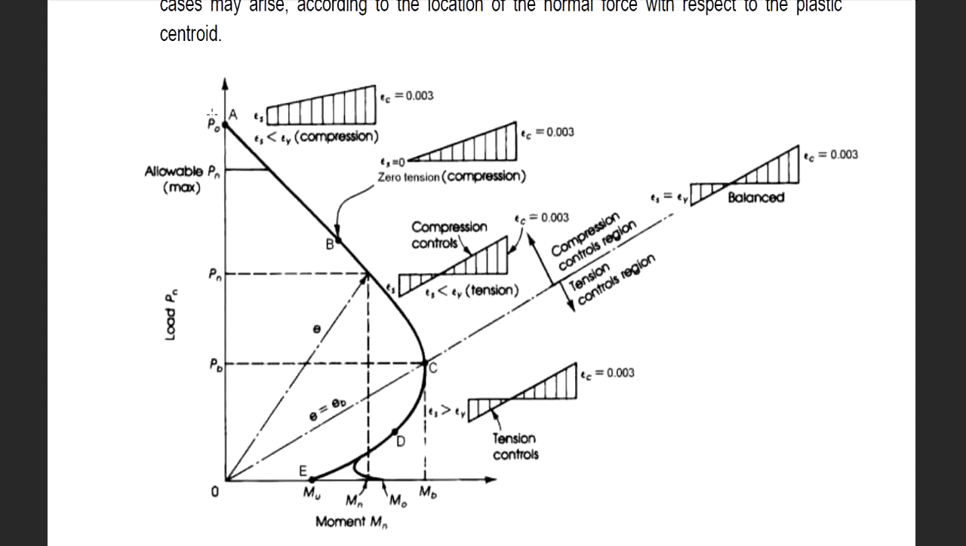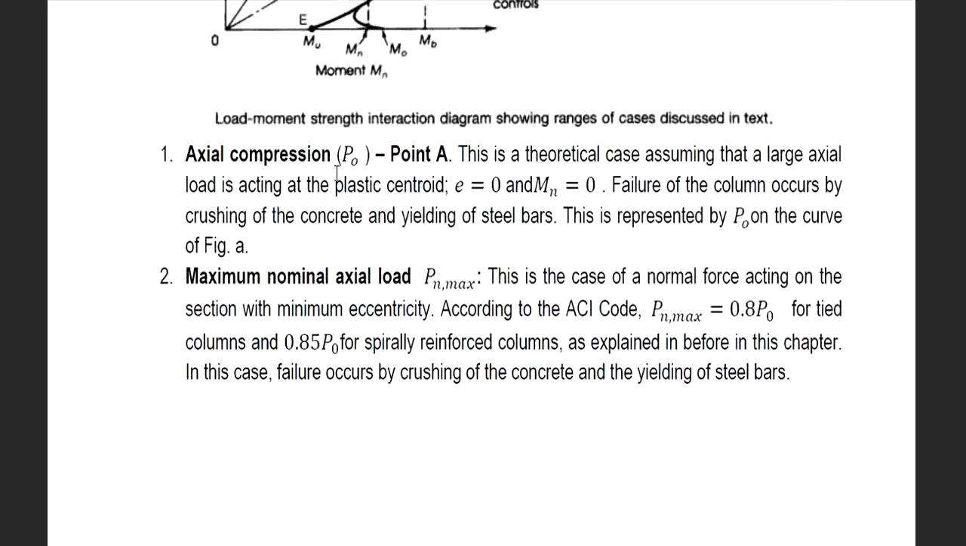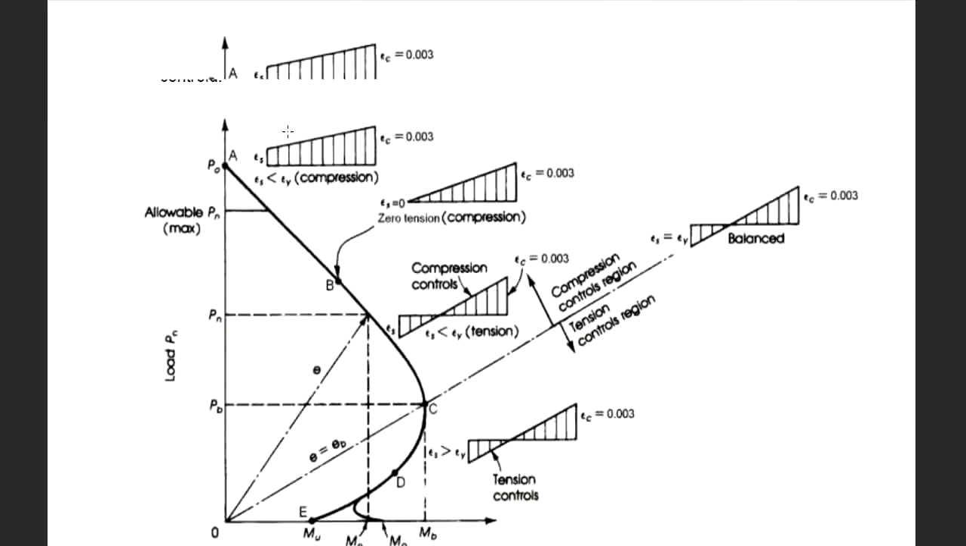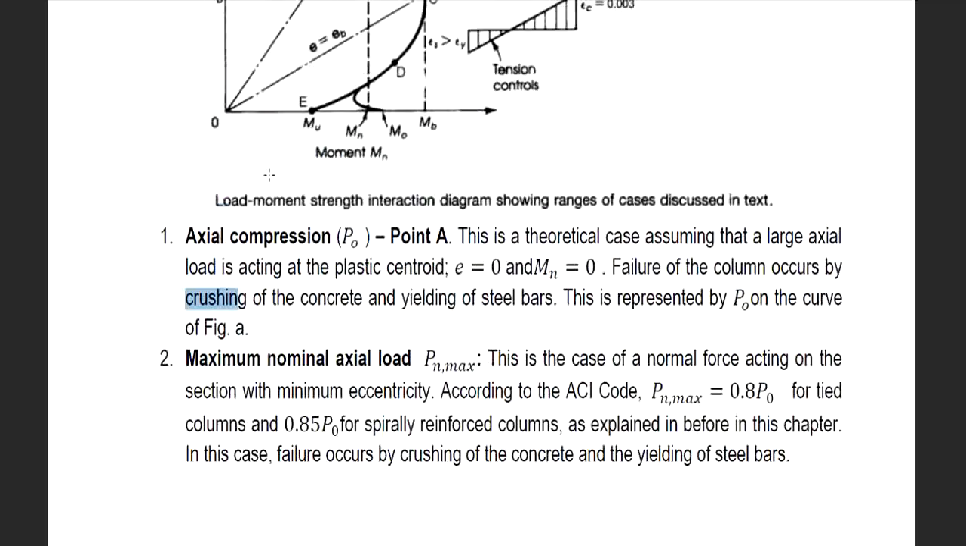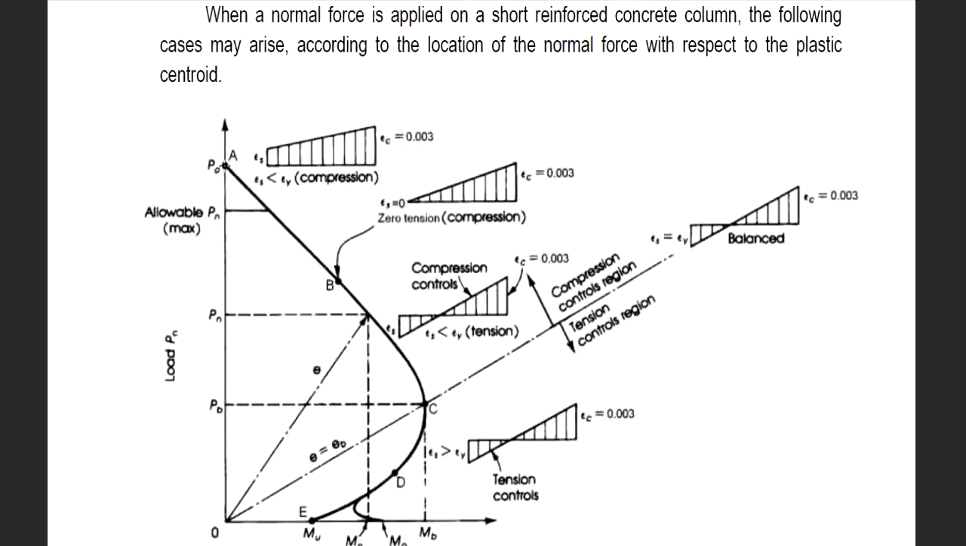So you can see at point A, the column has axial compression P0. This is the theoretical case assuming that a large axial load is acting at the plastic center. Means at the center a large axial load is acting, there is no eccentricity, there is no moment. So failure of the column occurs only by crushing of the concrete and yielding of the bars. This is represented by P0 on the curve.